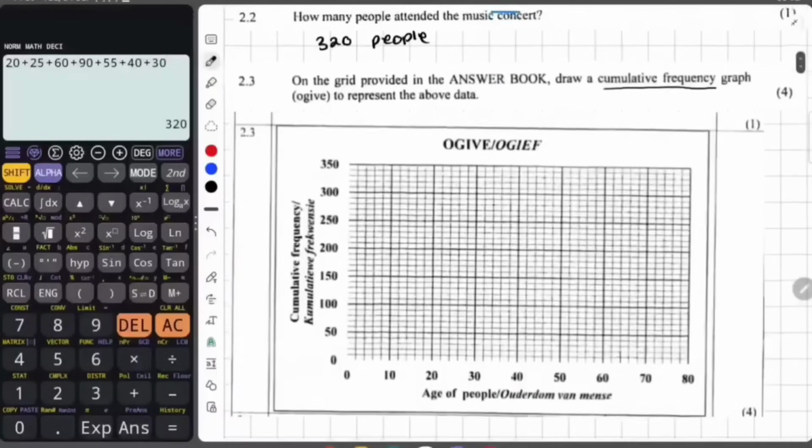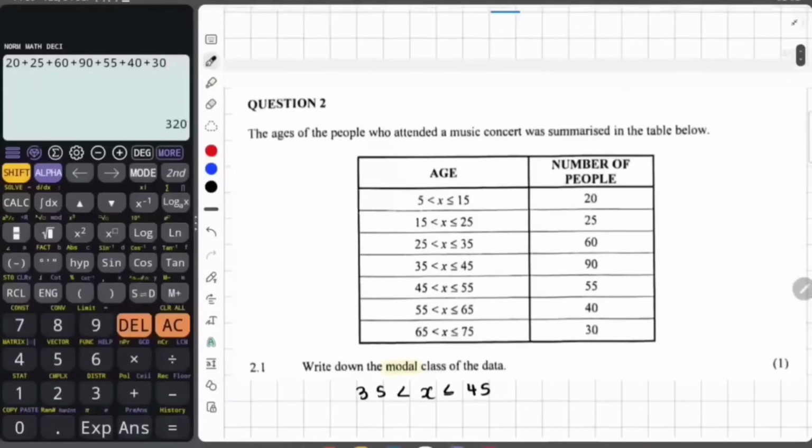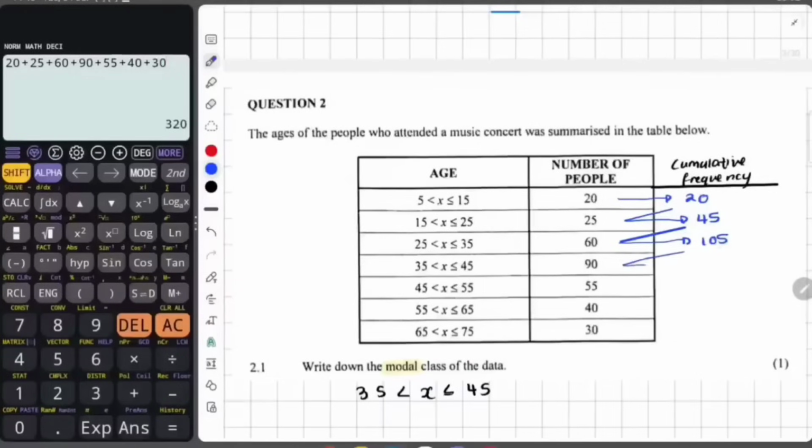In order to plot an ogive, or cumulative frequency graph, we need a cumulative frequency column. And this is how we can create that. I'm going to put cumulative frequency here. Very easy. We take 20 first and drag it to the side. So we have 20. Then 20 plus 25 gives us 45. Then 45 plus 60 gives 105. And then 105 plus 90 gives you 195.